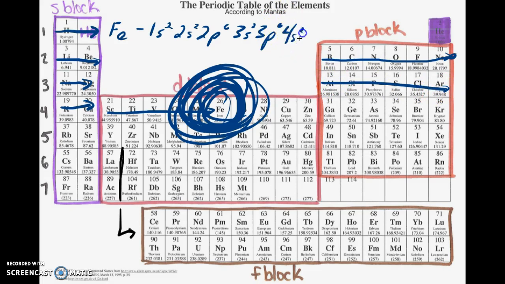And then 4s2. And then, since it's a D block, you have to jump down one. That's good that you remembered that. It's been about a year, so that's impressive. So 3d, and then you count across how many? 1, 2, 3, 4, 5, so it's 6. So 3d6. And that's the long form.